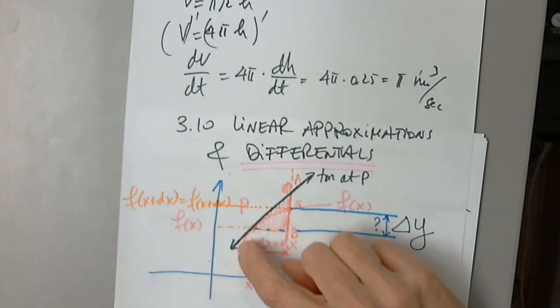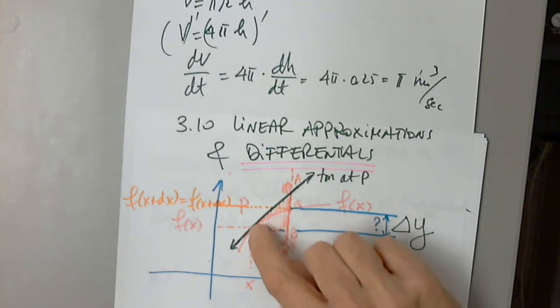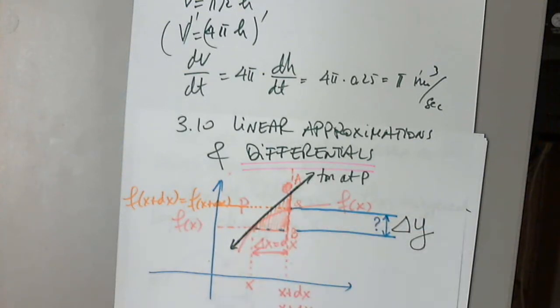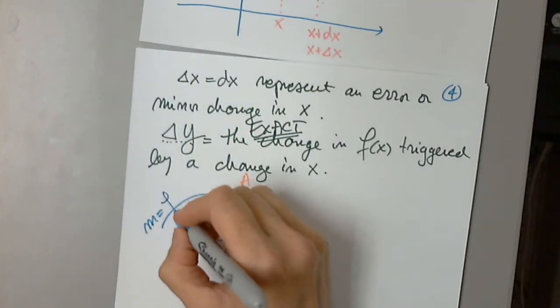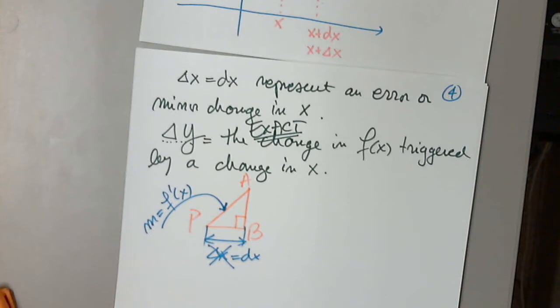Yes, say it louder. I want the slope of this line. F prime of x, of course. There is no discussion there, right? So this must be f prime of x. Now forget about that fact.